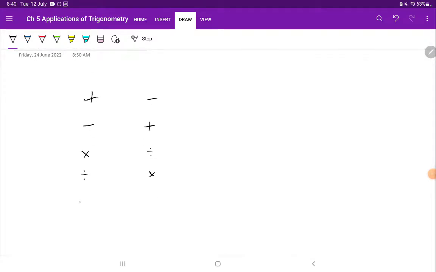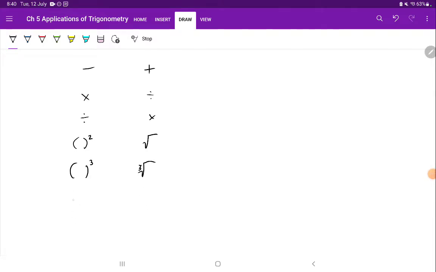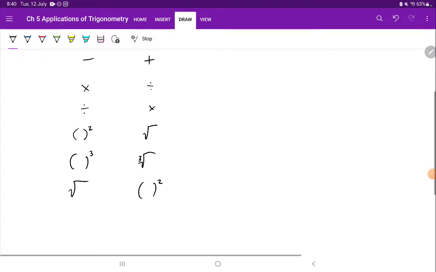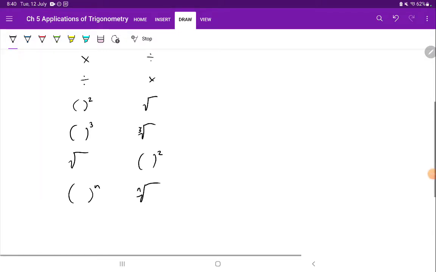The opposite to taking it to the power of 2 is the square root. The opposite to the power of 3 is the cube root. And vice versa, the opposite of the square root is squaring. So it's really important to know our inverses, and I'll even put in just one more, which is that to the nth power is the nth root, and vice versa.